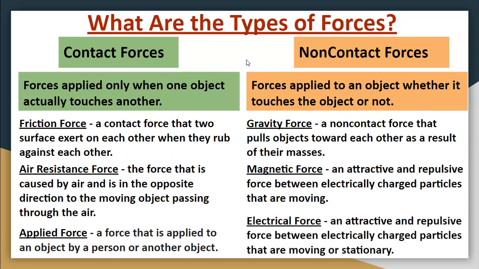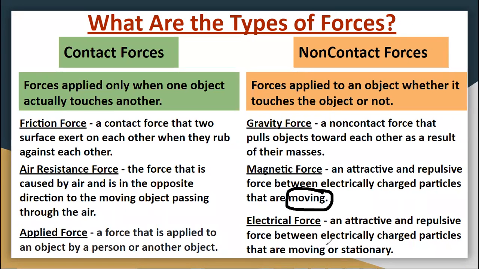And then you have electrical force. That's an attractive and repulsive force between electrically charged particles that are moving or stationary. So the difference is that magnetic force requires moving charged particles, and electrical force can be moving or stationary charged particles. That's the difference, a very slight difference.